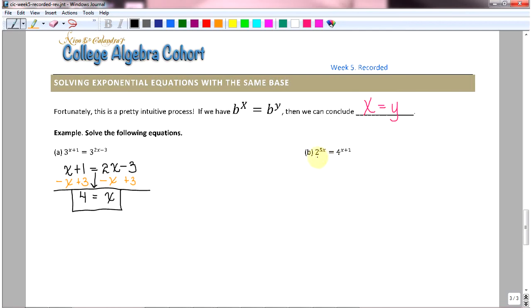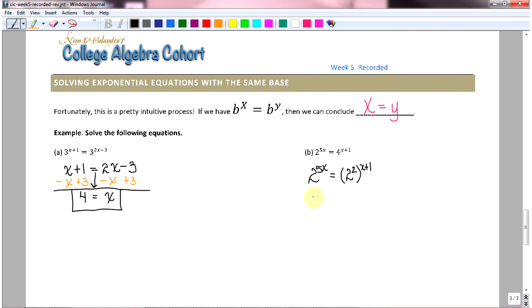Moving on to part B. For this equation, notice that the bases are not the same. Therefore, we cannot yet apply that rule. However, I know that I can rewrite 4 as a power of 2. So we're going to leave 2 to the 5x the same. Now we can rewrite 4, because 4 is the same as 2 squared, and we still have that raised to the x plus 1 power.